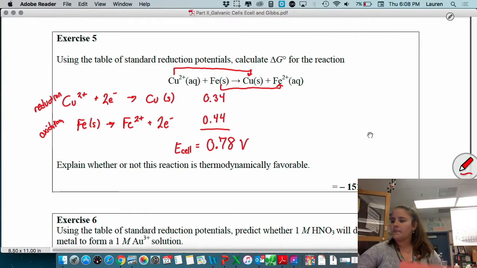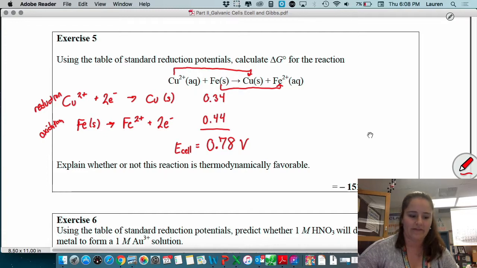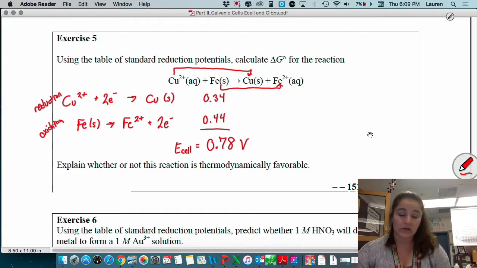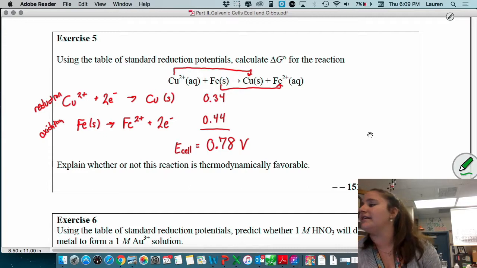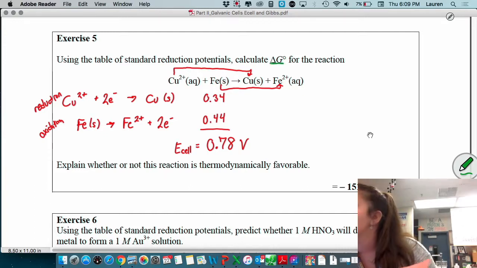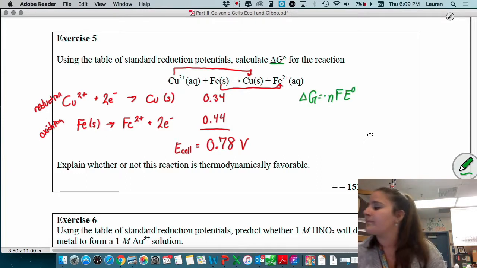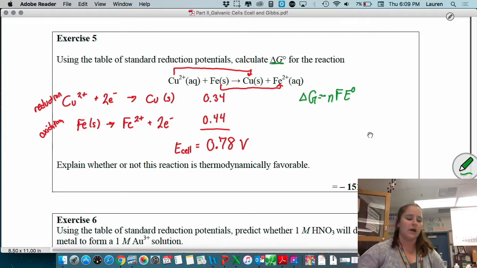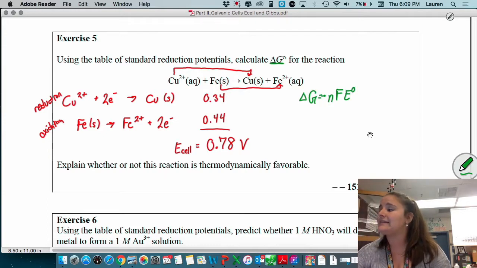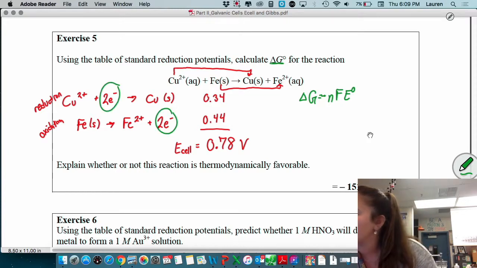Now it wants to know if this reaction is thermodynamically favorable. I'm guessing yes, because it has a positive E cell. But let's plug it into our equation and calculate the delta G for that reaction. So delta G equals negative nFE, and again, this is on your equation sheet. It's not one you have to memorize. What is our n here? Well, it's easy. We got 2 here, 2 here, so our n is 2.